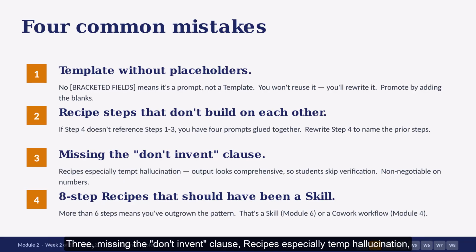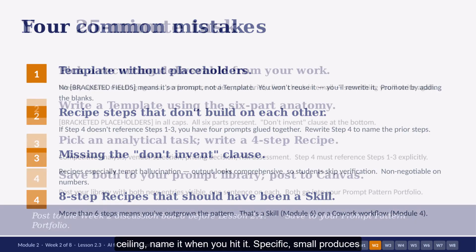3. Missing the don't invent clause. Recipes especially tempt hallucination because the output looks so comprehensive. Add one line. If you lack information for a step, say so rather than inventing details. Non-negotiable on anything with numbers. 4. 8-step recipes that should have been a skill. If your recipe is longer than 6 steps, you've outgrown this pattern. You need a skill, that's module 6, or a multi-prompt workflow in CoWork, that's module 4. 6 steps is the ceiling. Name it when you hit it.